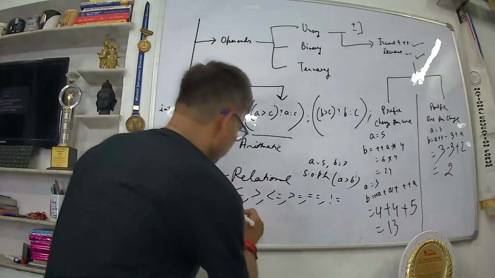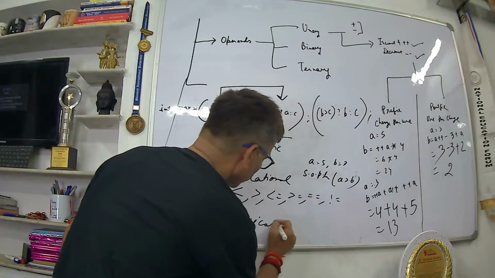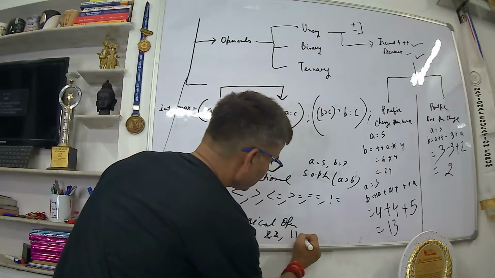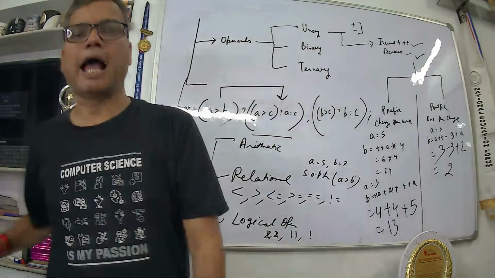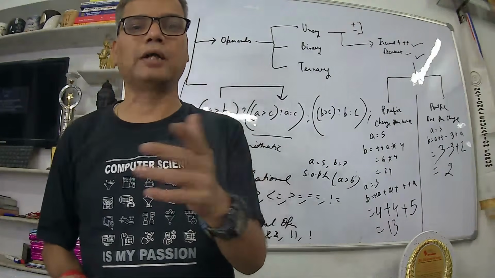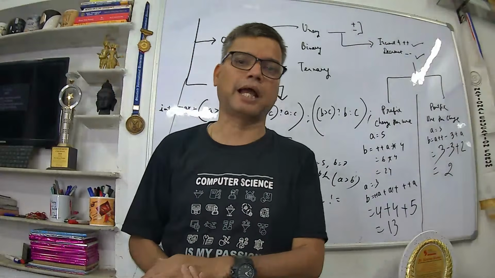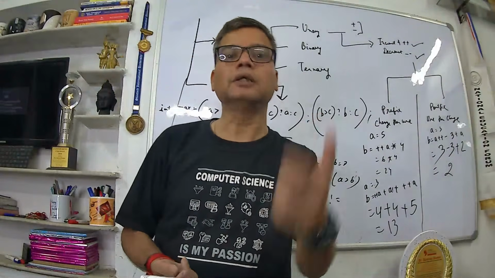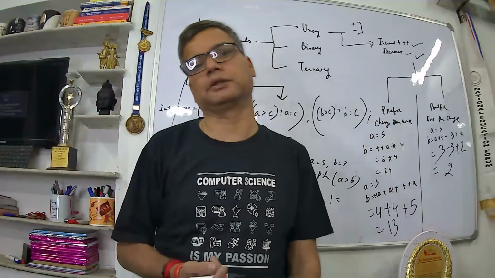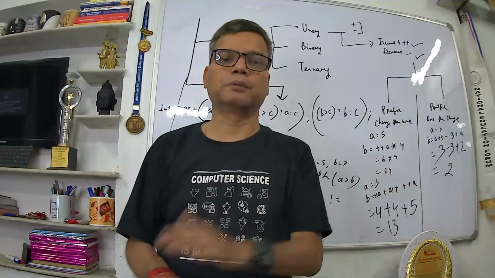Then we have the logical operators. Logical operators we have are and, or, and not, right? What is the and operator? The and operator results in a true value when all the conditions are true. That's the and operator. Or operator, if either of the inputs is true, then it will return a true value. That's the or operator. Not operator is just the complement of the input.